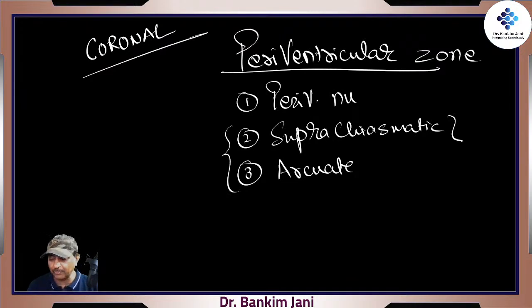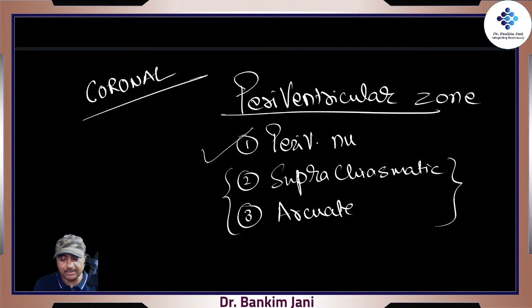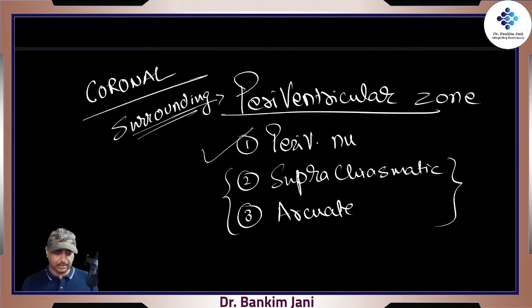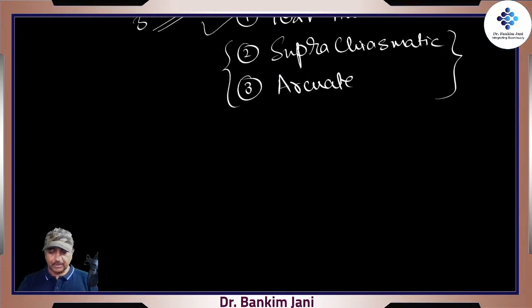Because it has got the meaning, you'll automatically understand. So right now, our focus is the periventricular nucleus, right? Peri means surrounding. When it is para, that means it is near. This is surrounding. It is surrounding the third ventricle, correct? So that's why it is the periventricular zone, and the nucleus over there is the periventricular nucleus.